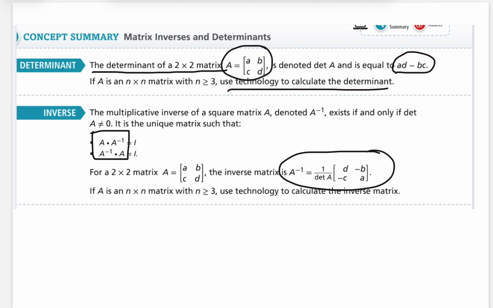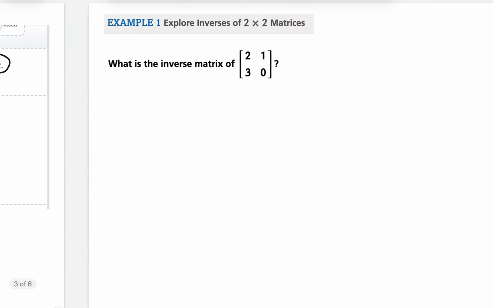To find the inverse, you're going to take 1 over the determinant, and then multiply it by the matrix, but it's kind of mixed up. You can see the A and the D swapped locations, and the B and the C changed signs. We're going to practice calculating this today with a couple different problems.